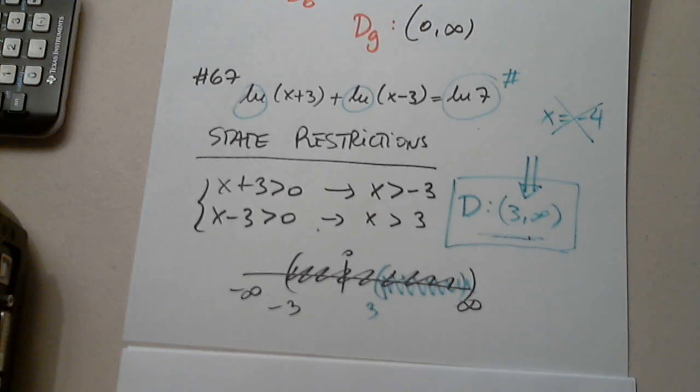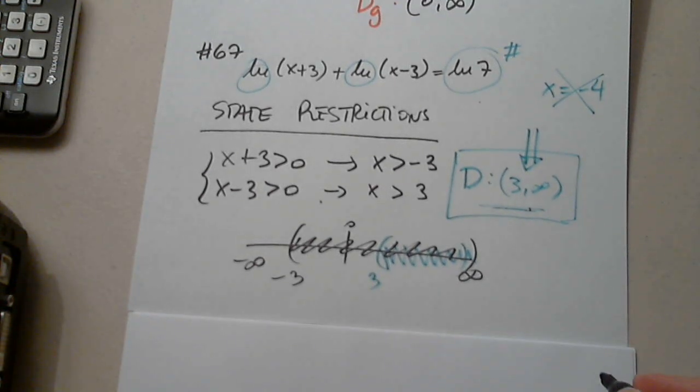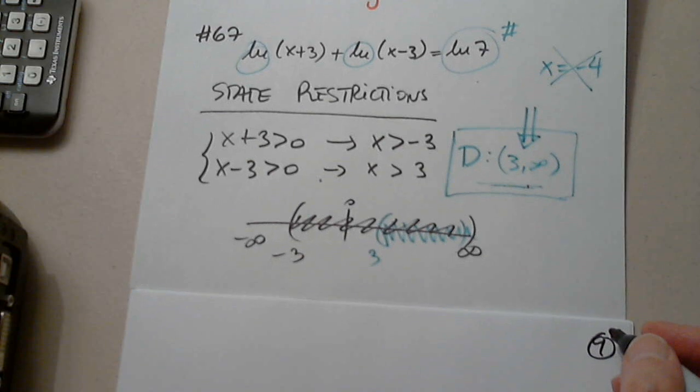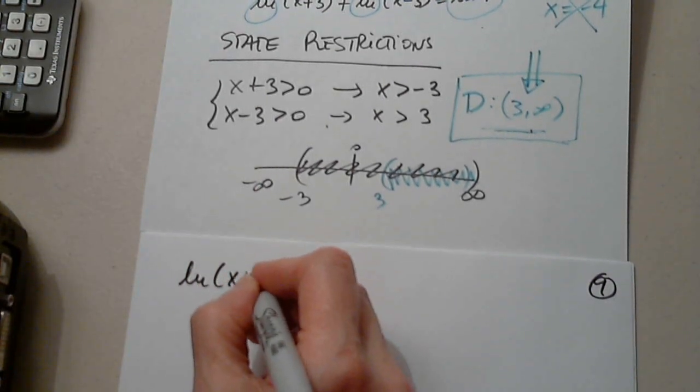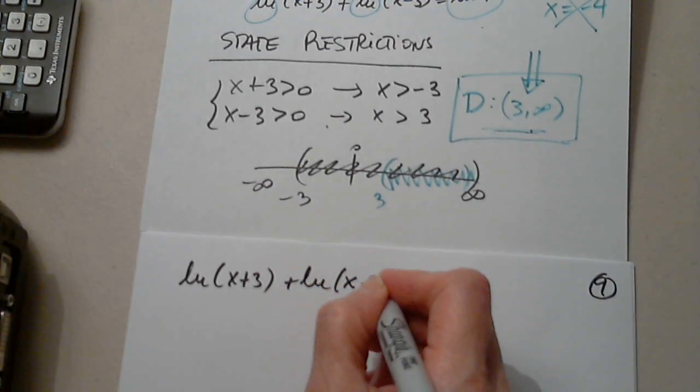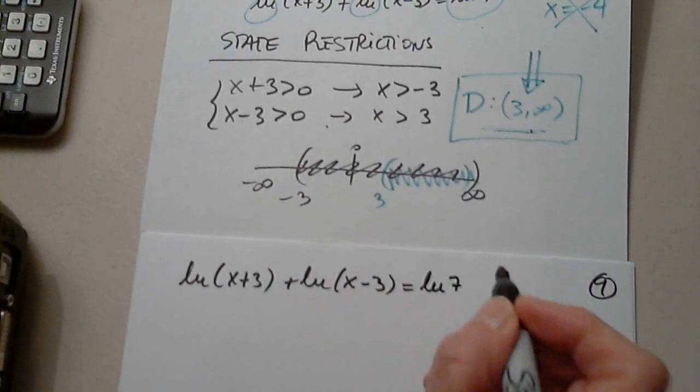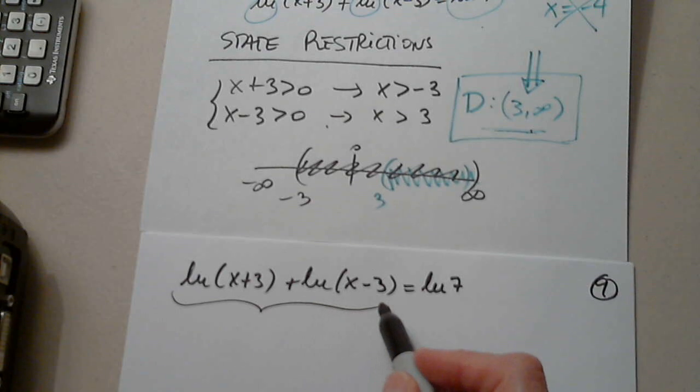Now I have to use properties of log. Am I still centered? I think I am. I'm going to copy the problem here. Natural log x plus 3 plus natural log x minus 3 equals natural log 7. How do we condense this? And you can say, condense? What are you talking about?